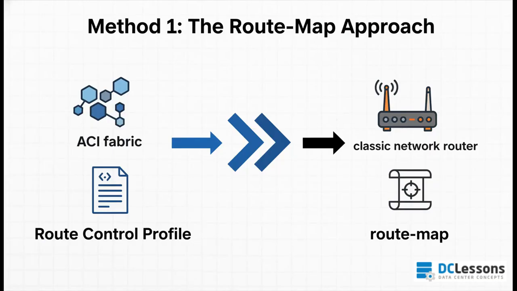So first up is the route control profile. If you come from a traditional networking world and you love your route maps, you are going to feel right at home with this one. This method gives you incredibly detailed, policy-based control over exactly which routes you're advertising out of an L3 out.